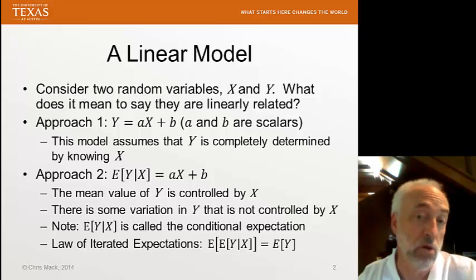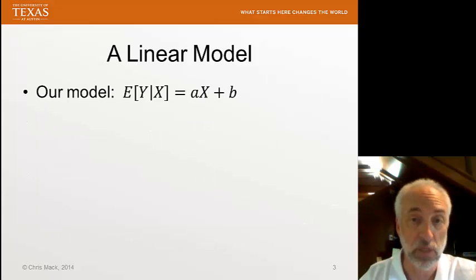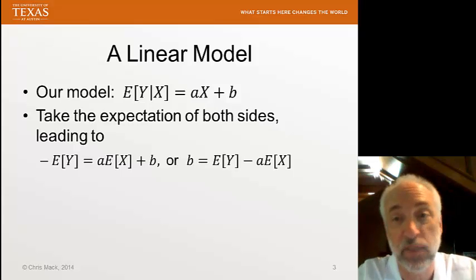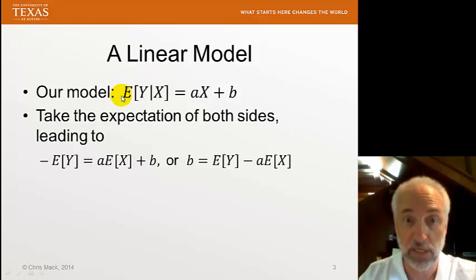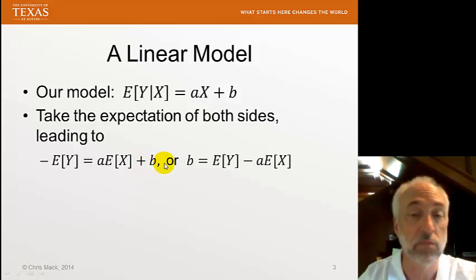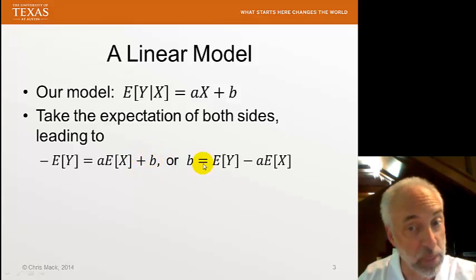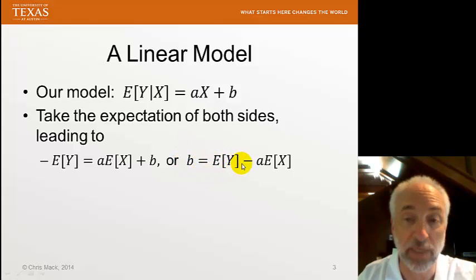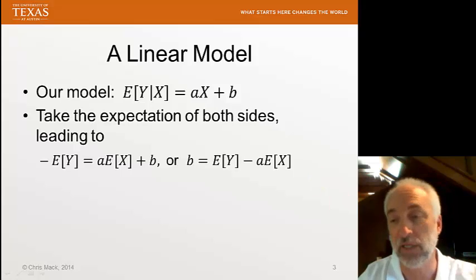Okay, so what does our model then tell us? We've got a model, and suppose we took the expectation of both sides of this equation. The law of iterated expectations would say the expectation of this thing is simply the expectation of y. I take the expectation of the right-hand side, I get a times the expectation of x plus b. Well, with that, I can solve for b. And I find that b is equal to the expectation of y minus a times the expectation of x.